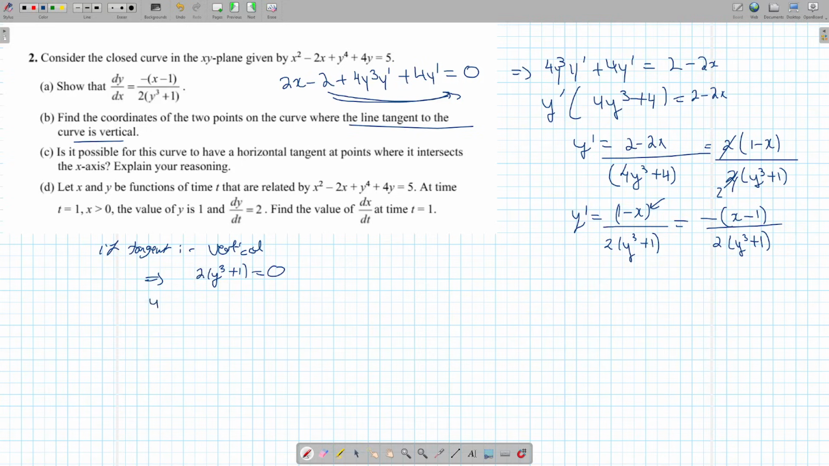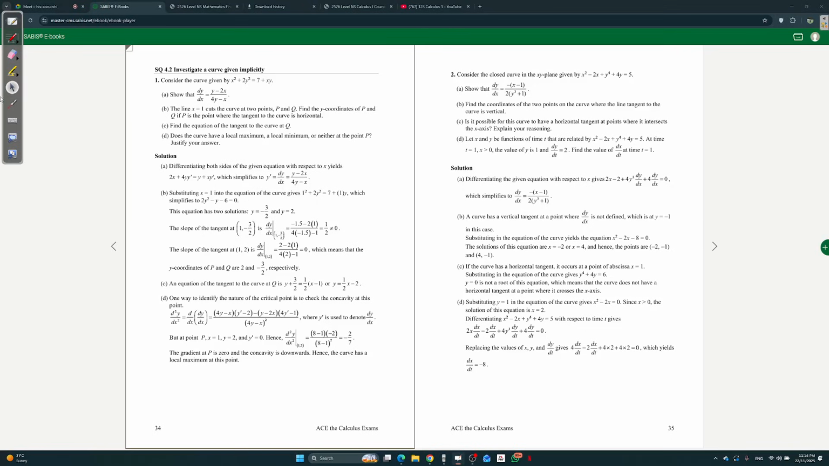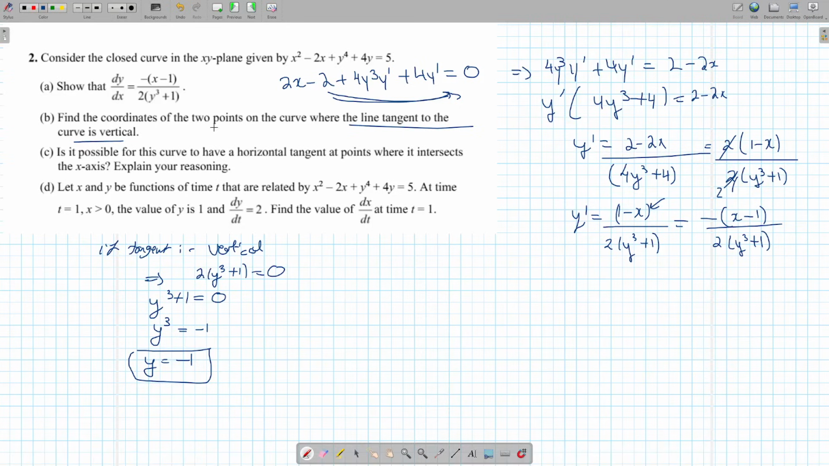Cancel on both sides, you get y cubed plus 1 equals 0. Move it to the other side, you get y cubed equal to negative 1. So y is equal to negative 1, since the cube root of negative 1 is just negative 1. We want 2 points. Can you have a point without getting x? No. So when you get that y is negative 1, you go back to the start and substitute it.